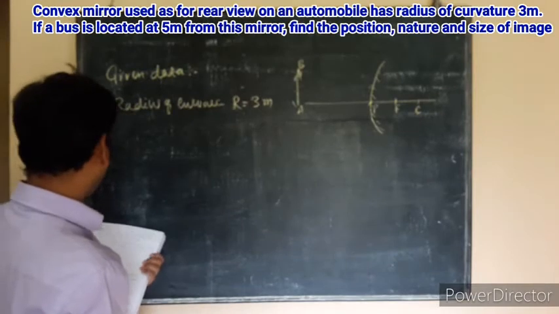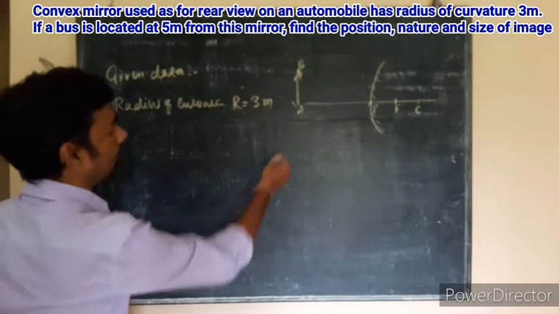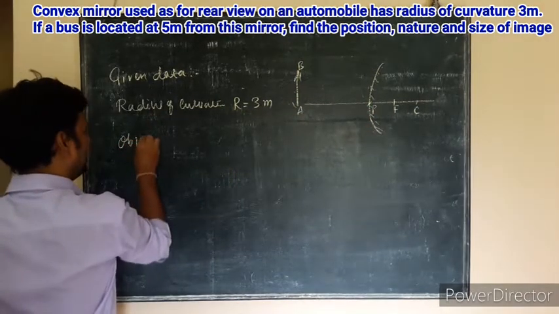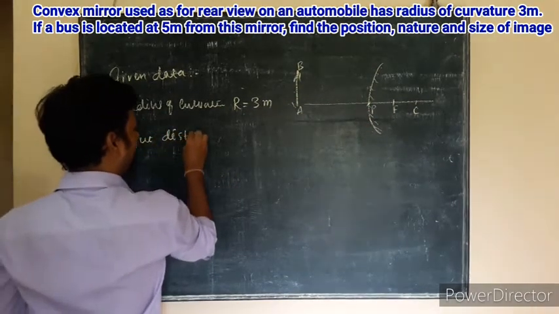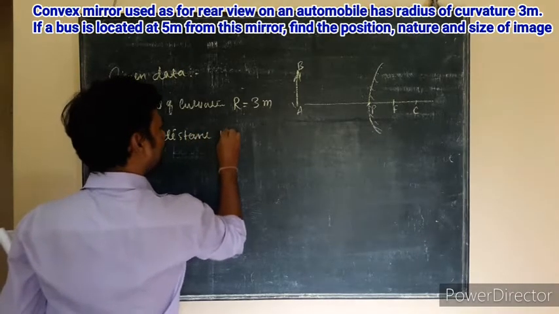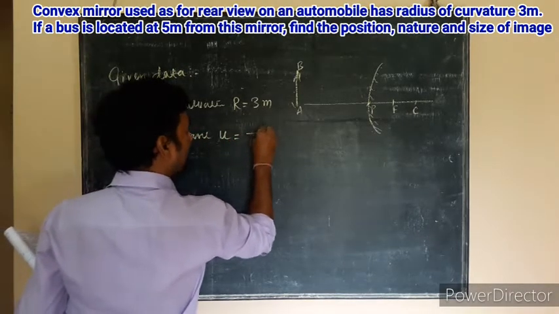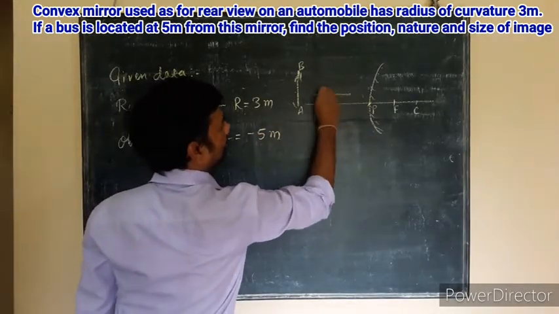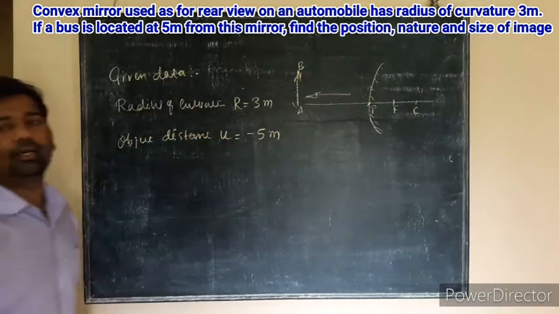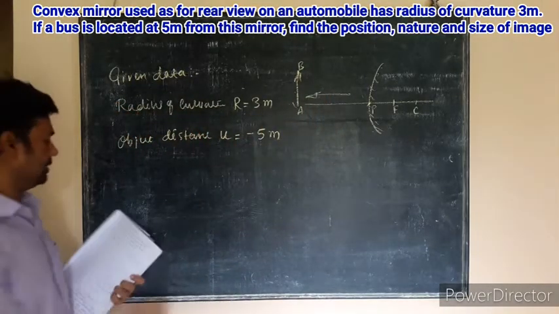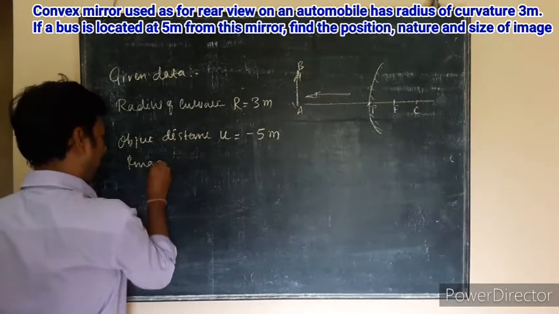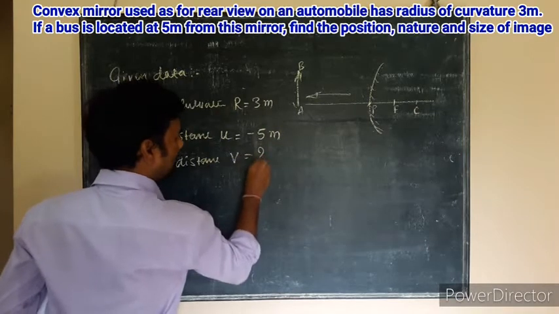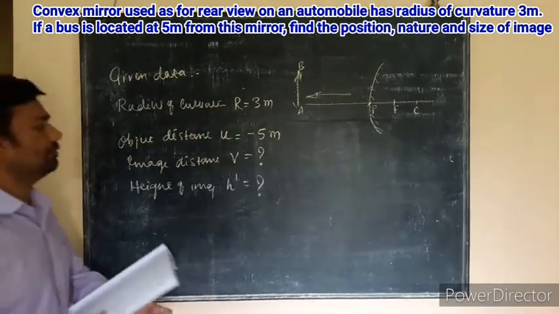Then the bus is located 5 meter from the mirror. So the bus is there, it is located 5 meter, meaning the object distance. Object distance we will consider as U. It is minus 5 meter. Why minus 5? The distance is on the left hand side, so we need to consider it as a negative sign. Then the image distance they have asked, meaning where the image of the bus will be formed. So V is equal to how much? This is the given data.